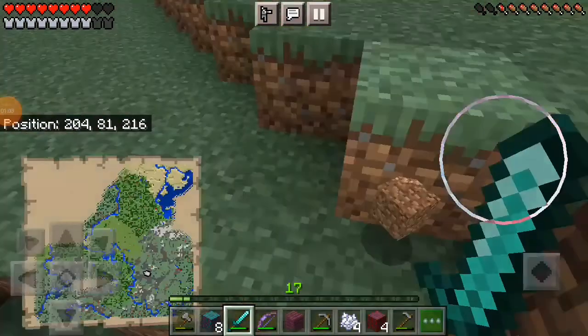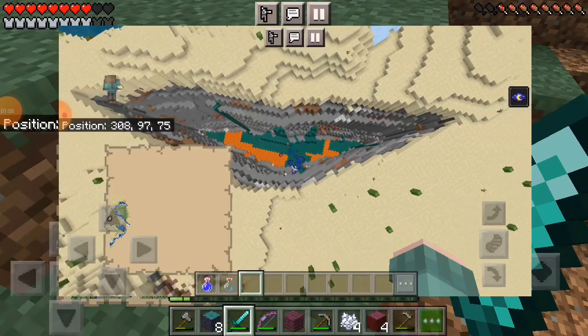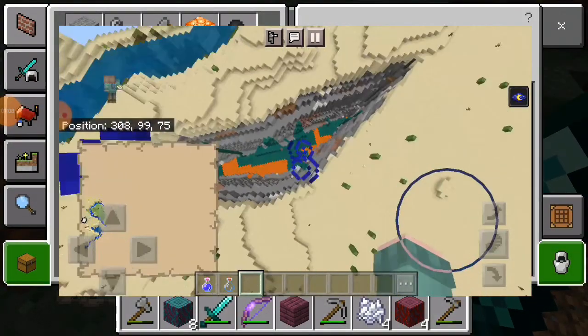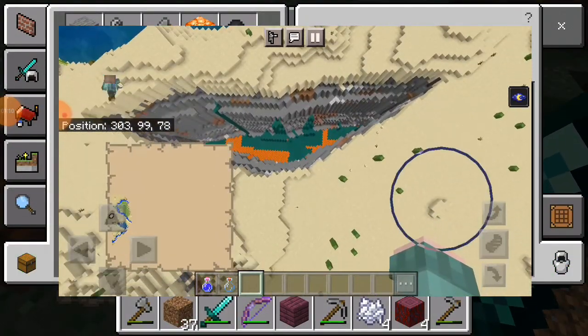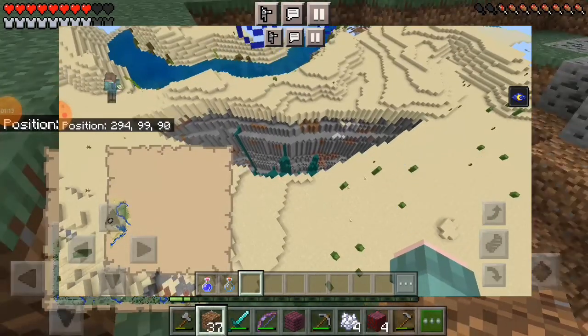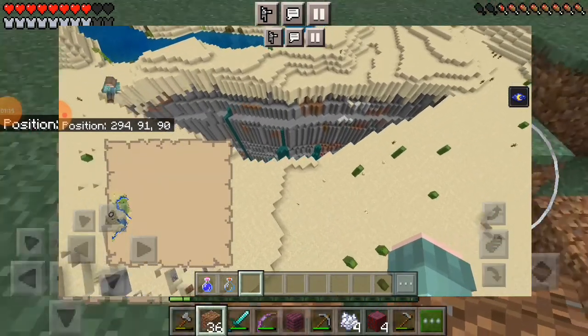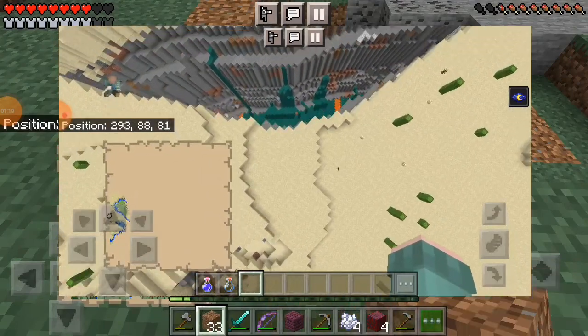Not as ridiculous as this, though. Anyone who has used the seed picker in Minecraft Bedrock can tell you exactly where to find this. This is not a ravine. This is a straight-up tear in the earth. But the thing is, this doesn't exist in Java Edition.